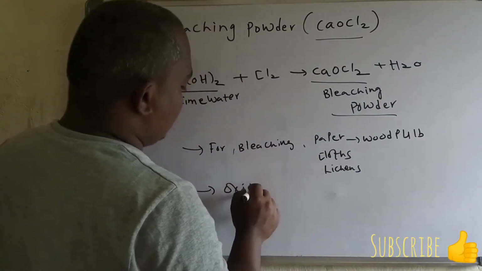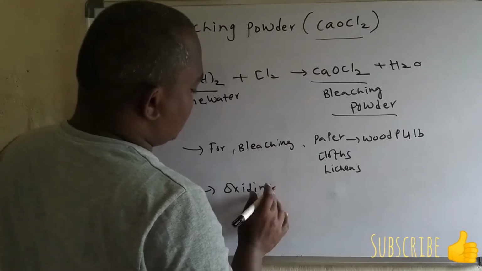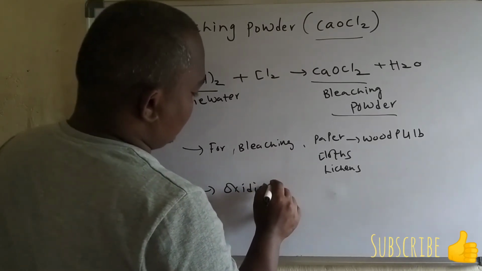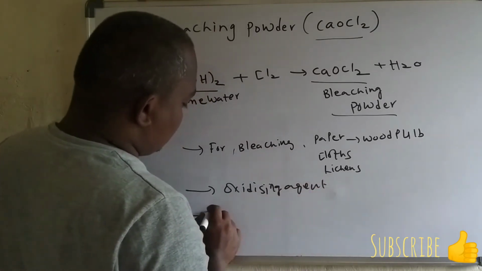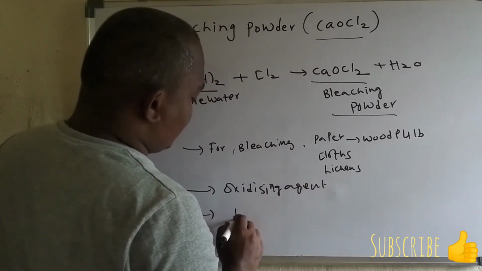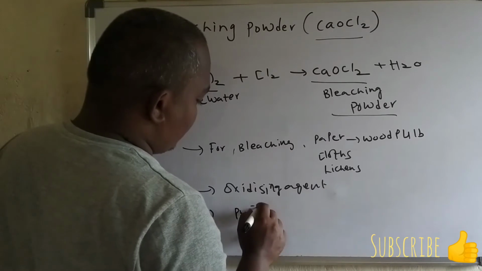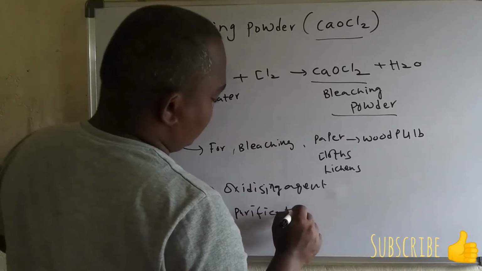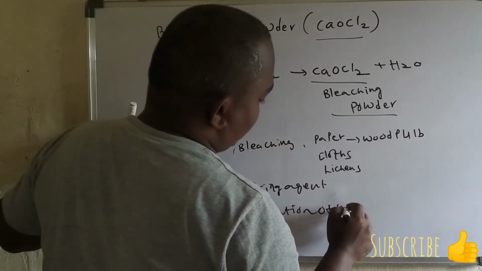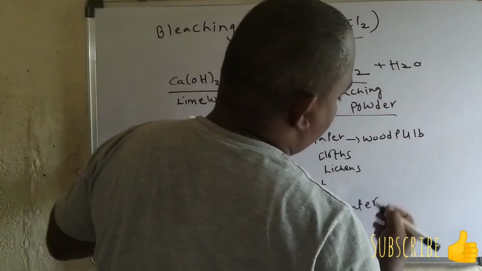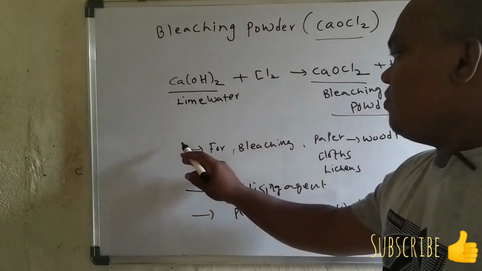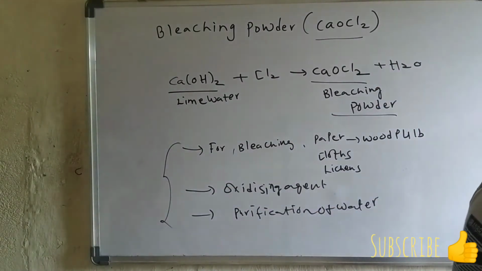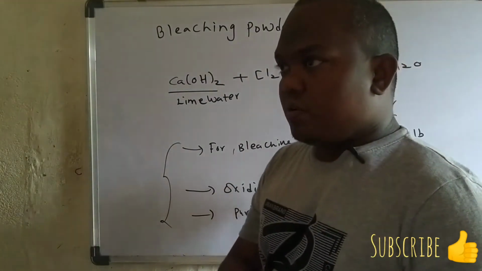It is also used as an oxidizing agent, and it is also used for purification of water. These are the main uses of this bleaching powder. Okay? So let me move on to another topic.